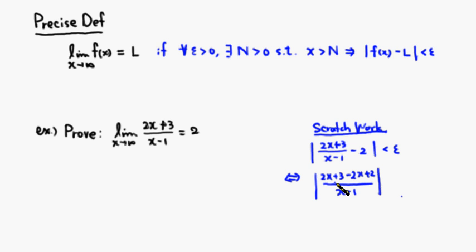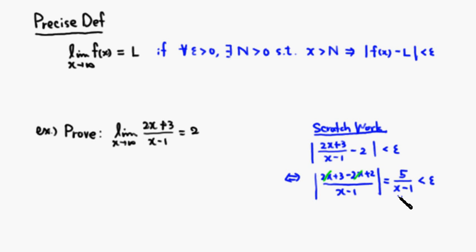I'm going to simplify that. You have 2x and minus 2x, and so you're going to get 3 plus 2. So that's 5, and we don't need the absolute value. 5 is already positive, over x minus 1. Since x is approaching positive infinity, we can make sure that x minus 1 is positive. We want this to be less than epsilon.